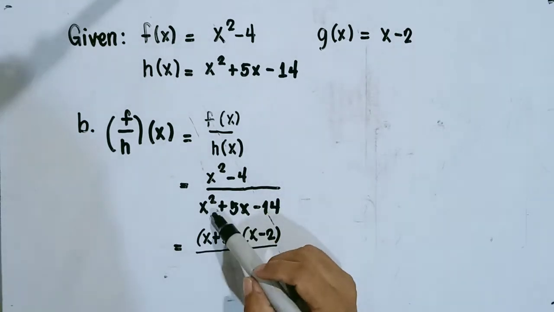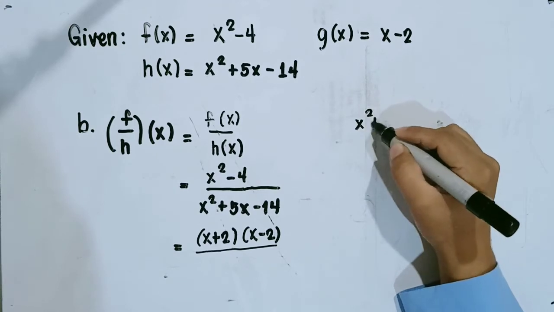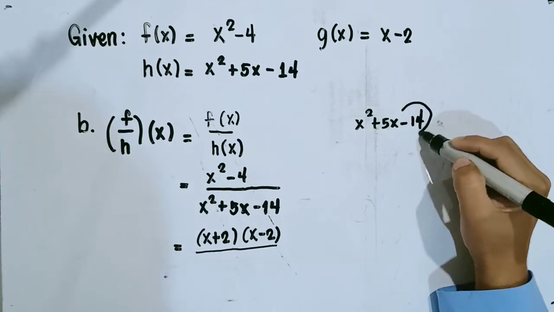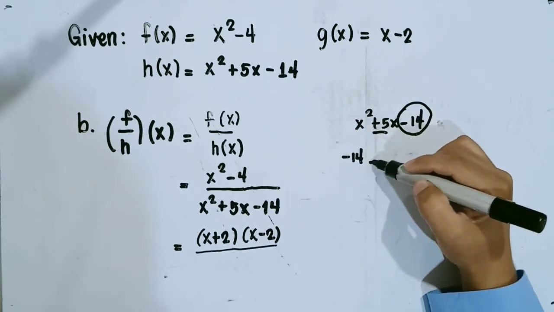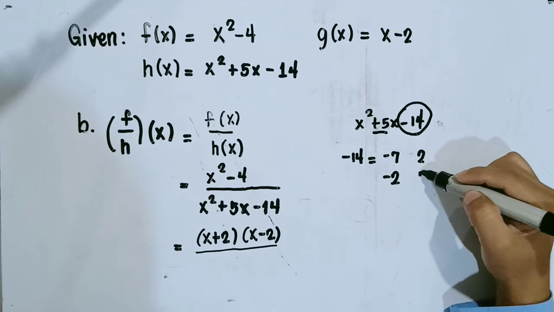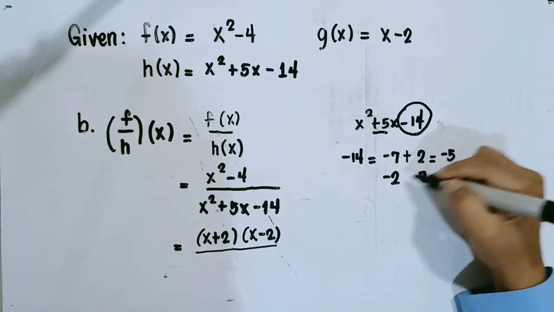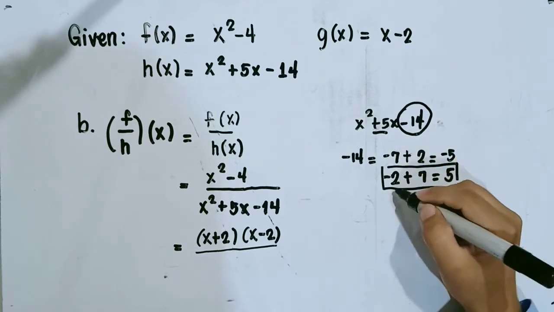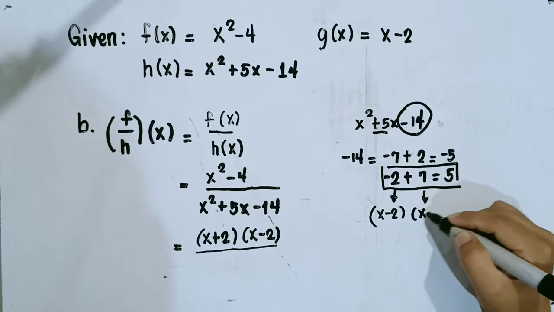Next is the factors of x squared plus 5x minus 14. I will repeat, in finding the factors of x squared plus 5x minus 14, the simple way is just to find factors of negative 14, in which if you add, the result is positive 5. So factors of negative 14, we have negative 7, 2, negative 2, 7. We will try to add. So negative 7 plus 2, answer is negative 5. Negative 2 plus 7, answer is positive 5. So we will go for this factor. So first is x minus 2, next is x plus 7.